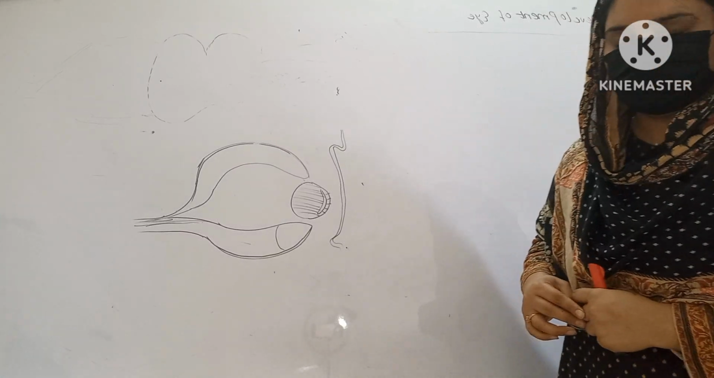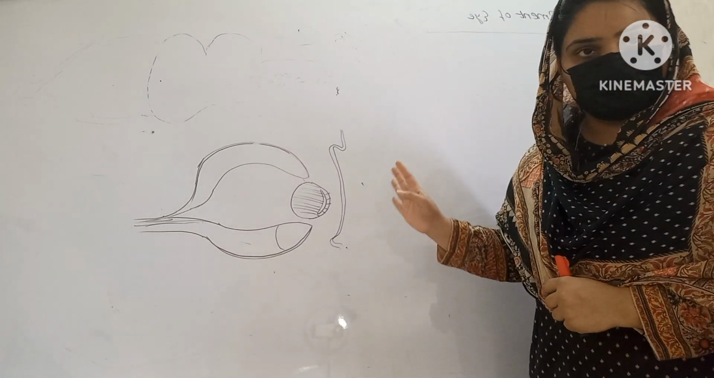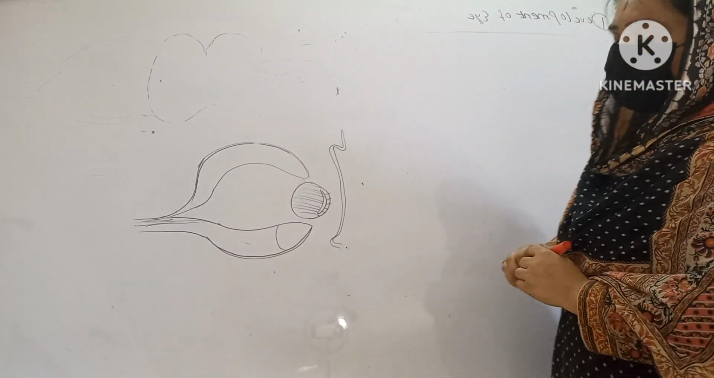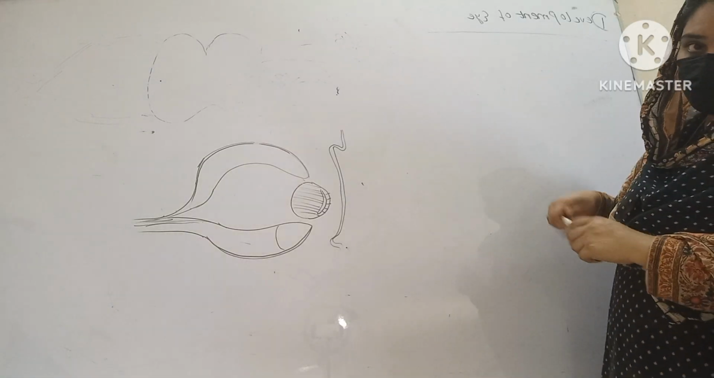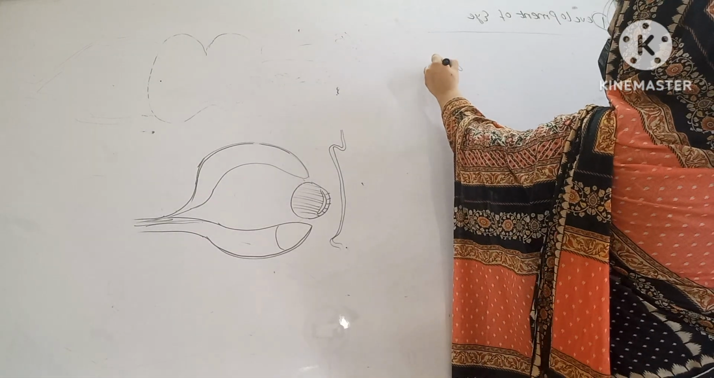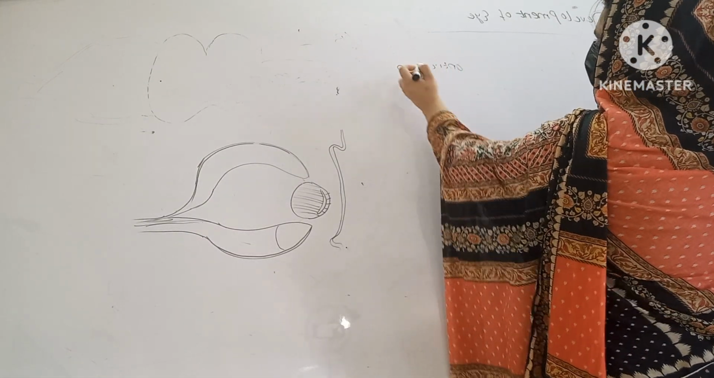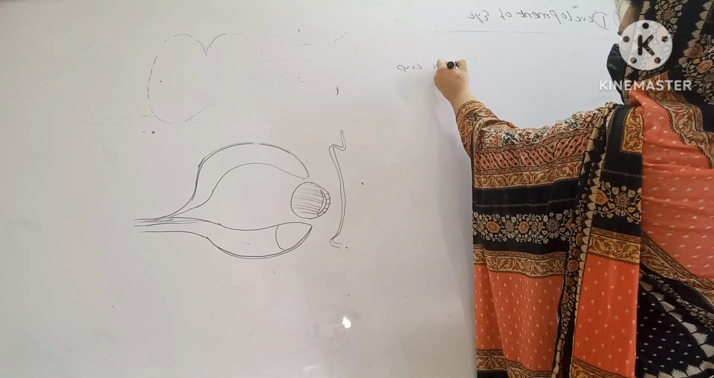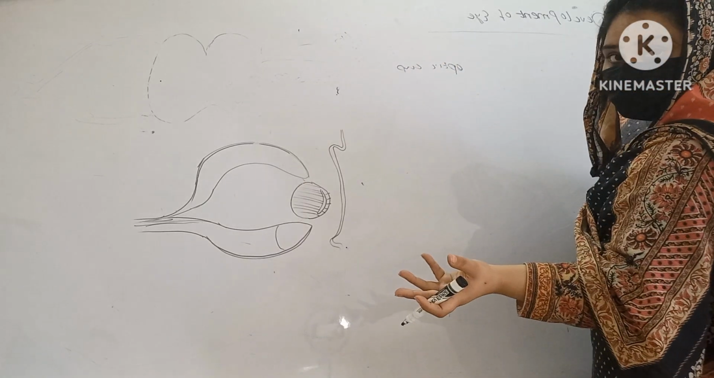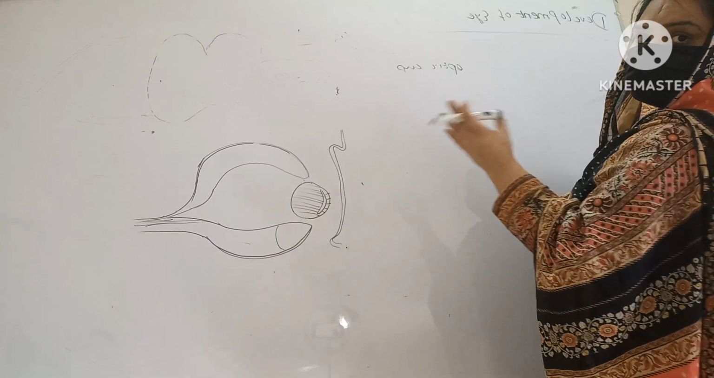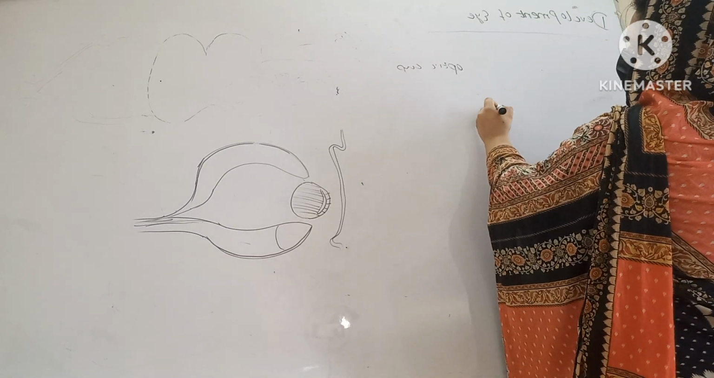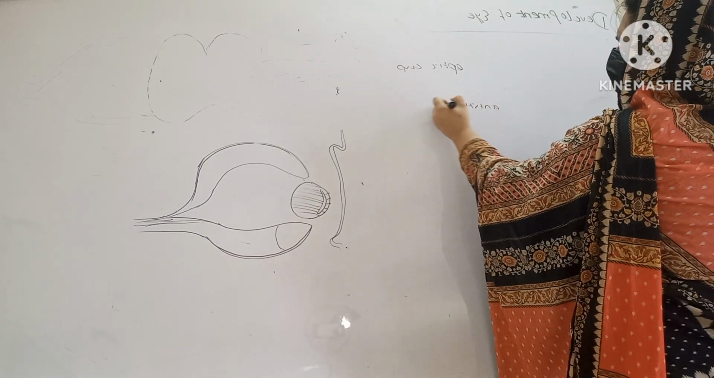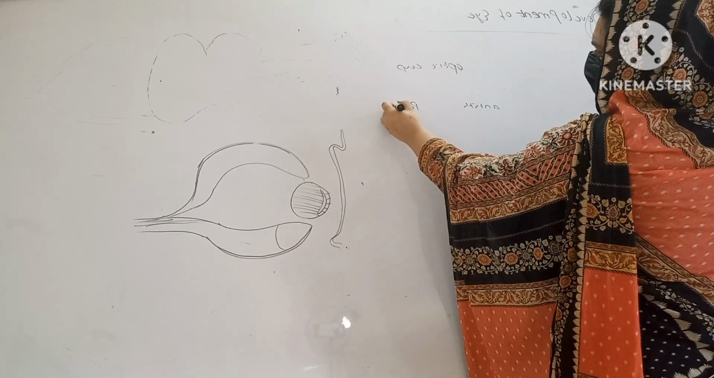Now I will discuss the development of the eye, which was left in the last lecture. As I told you, the optic cup consists of two layers, the outer layer and the inner layer. The outer layer forms the pigmented layer, while the inner layer will form the neural retina, which is further divided into the anterior one-fifth and the posterior four-fifths part.